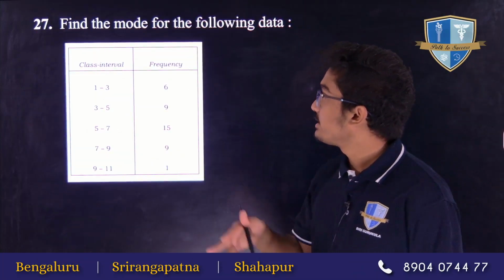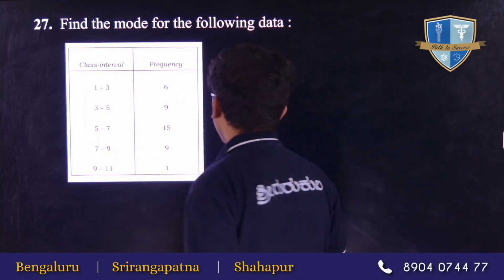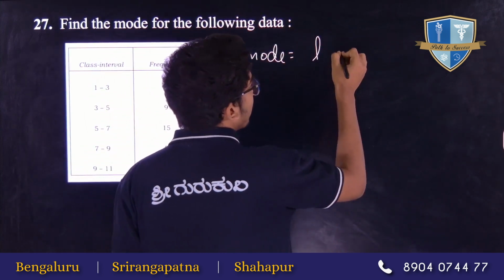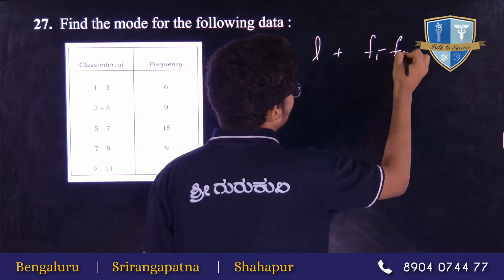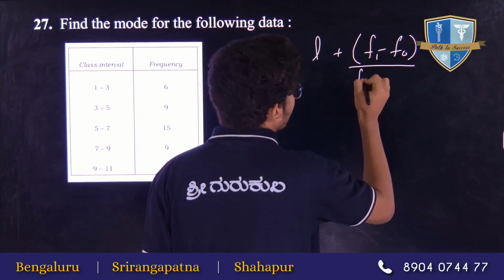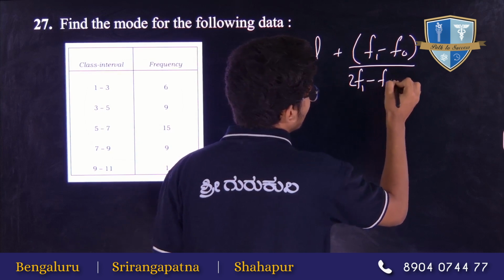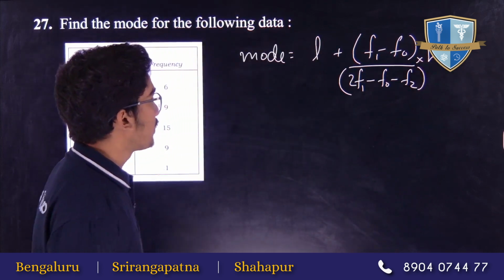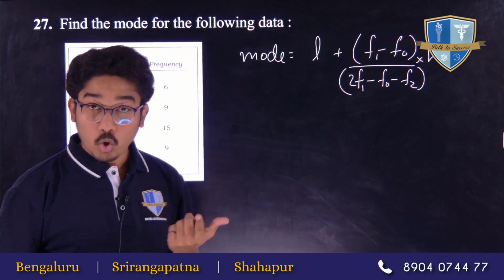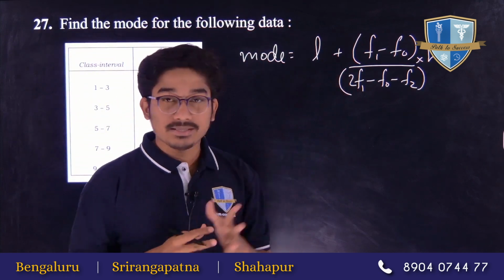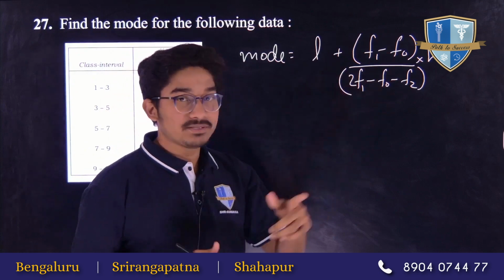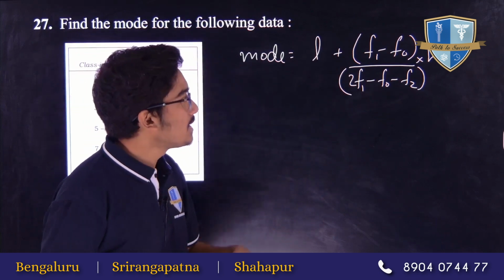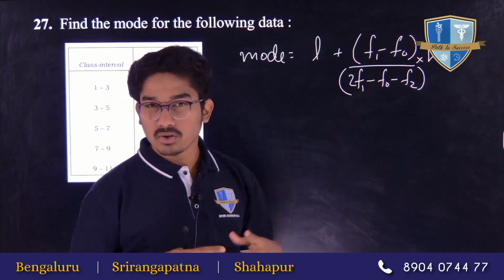So today's question is: find the mode of the following data. The formula to find mode is L plus (F1 minus F0) divided by (2 times F1 minus F0 minus F2), the whole into H. Correct? This is our formula, where L is the lower limit of the modal class, F1 is the frequency of the modal class, F0 is the frequency of the preceding class, F2 is the frequency of the succeeding class, and H is the height of the modal class, or the size of the class.